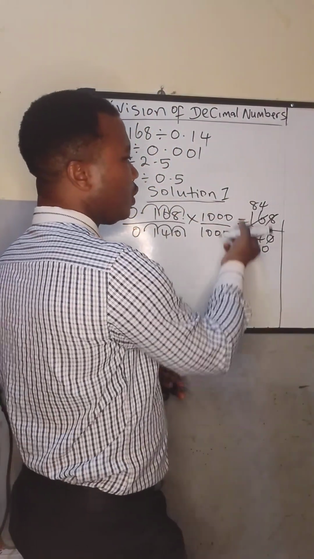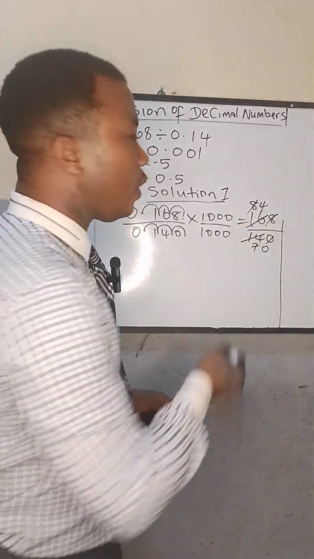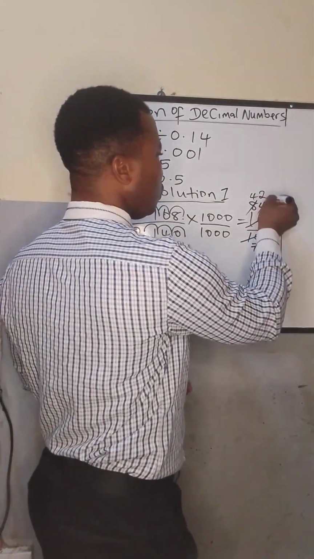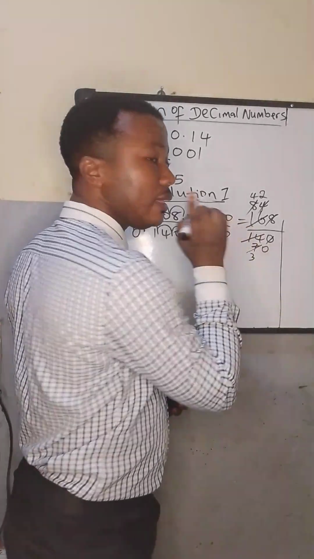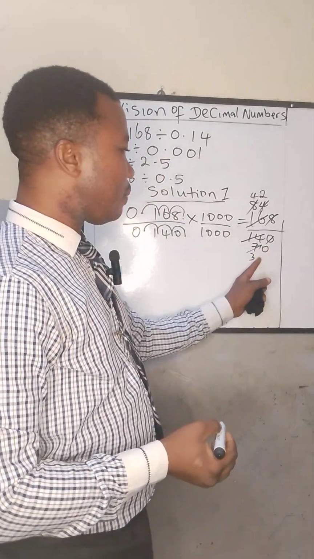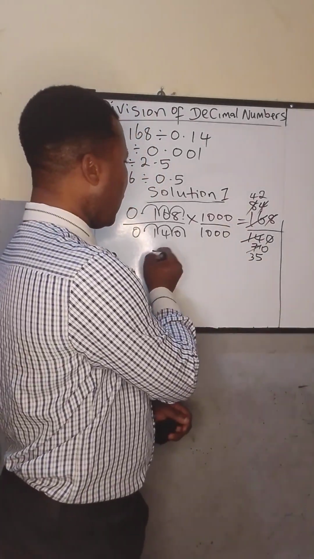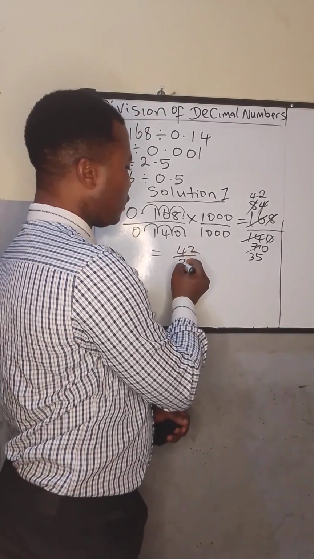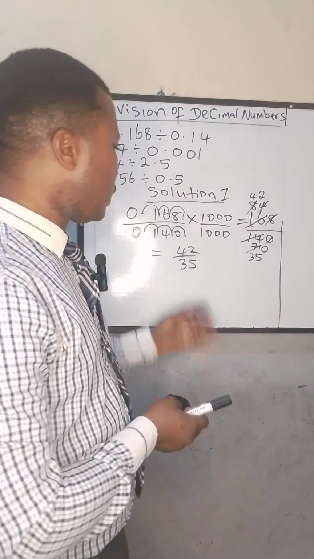Now look here too. 2 can still go here. 8 divided by 2 is giving us 4, and 4 divided by 2 is giving us 2. Of course, 7 divided by 2 is 3 remainder 1. Put the remainder here, we now have 10, and 10 divided by 2 is giving us 5. See what we're having? I'll bring it out here. We're now having 42 all over 35. This is an improper fraction. We cannot stop here because it's an improper fraction.